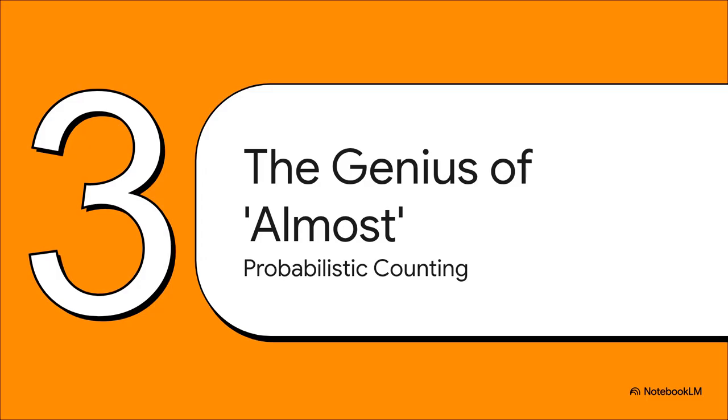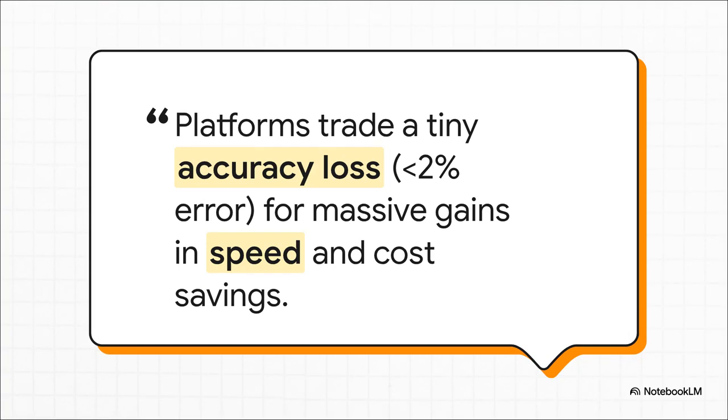So, if the perfect, exact count is off the table, what do you do? Well, this is where things get really, really clever. This is where computer scientists came up with a way to get an answer that is almost perfect, but is also unbelievably fast and cheap. Welcome, my friends, to the world of probabilistic counting. The whole idea here is a trade-off, a really smart one.